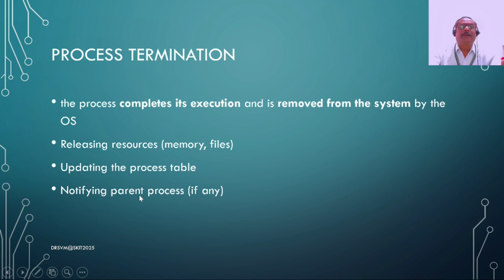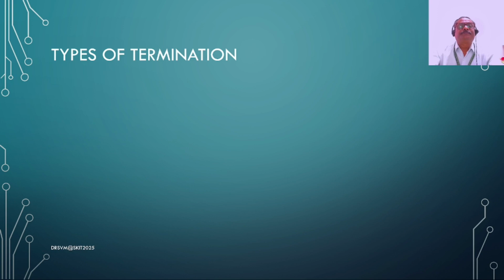Then notify the parent process, if any, that the child process it created has terminated. If the parent has no other work and is waiting only for termination of this particular process, it can continue its own actions. It doesn't have to wait anymore. So for that, we notify the parent process about the termination of this particular process.